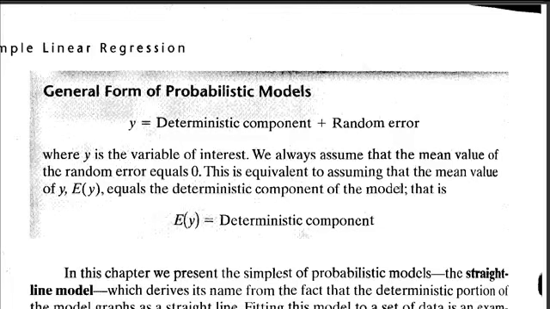We always assume that the mean value of random error equals 0. This is equivalent to assuming that the mean value of y, that is the expected value of y, equals the deterministic component of the model. In other words, if you take the E of the left side up here, and then E of the right side, E is a linear operator, so E of y will be E of the deterministic component plus E of the random error, and if we assume, and we do assume, that the mean value of the random error is 0, then E of the random error will be 0, so E of y equals the deterministic component.